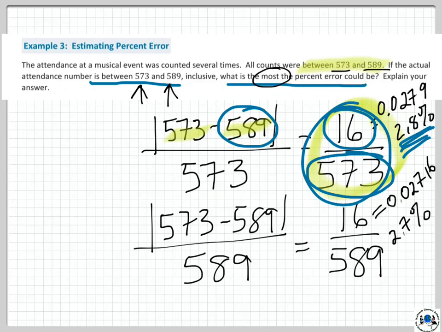You could also calculate a minimum and a maximum percent error. In this case, the minimum would have been 2.7%, maximum 2.8%.